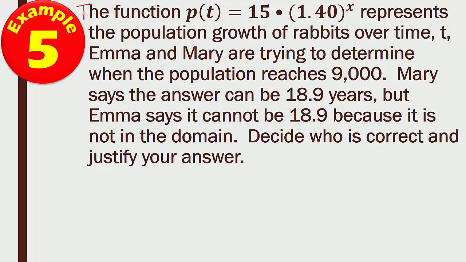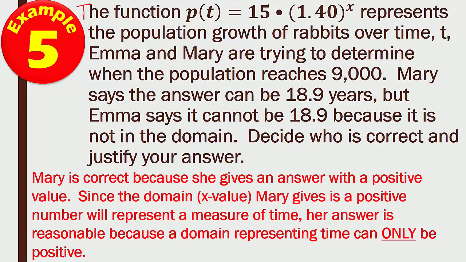Well, it very well could be 18.9 years, and it's a reasonable answer because it's positive. So Mary is correct because she gives an answer with a positive value. If she gave an answer with a negative value, she would be incorrect. Since the domain Mary gives is a positive number that represents a measure of time, her answer is reasonable because the domain representing time can only be positive.